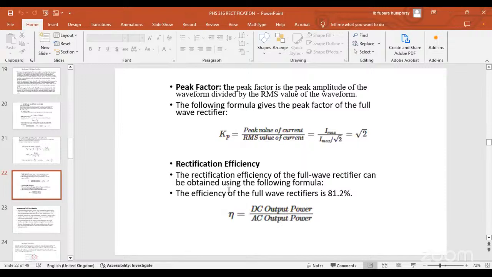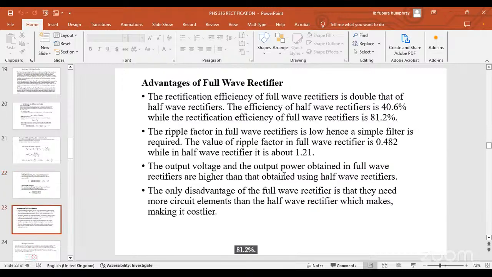So the efficiency is still the same formula: output power over input power. The output is always DC, while the input is AC. This time the efficiency is 81.2%. Advantage of full wave rectifier.